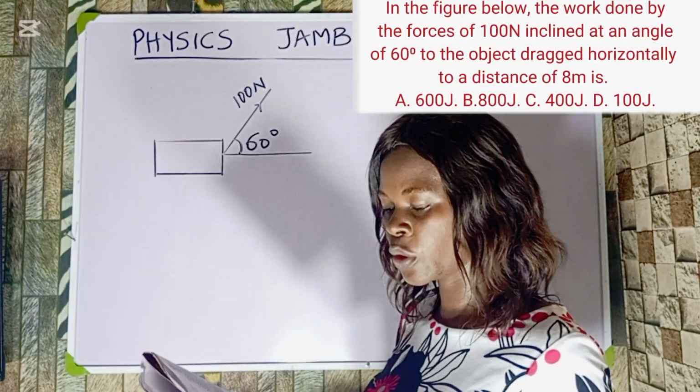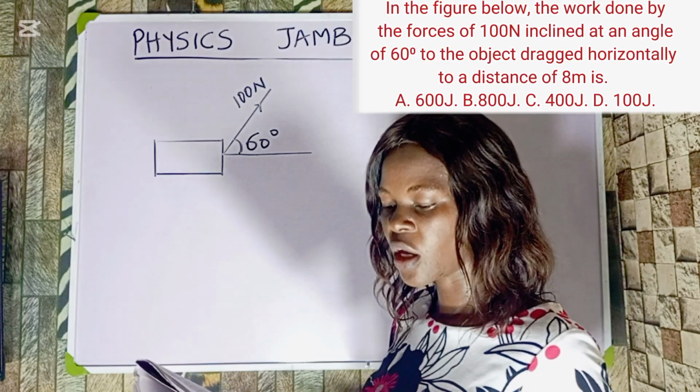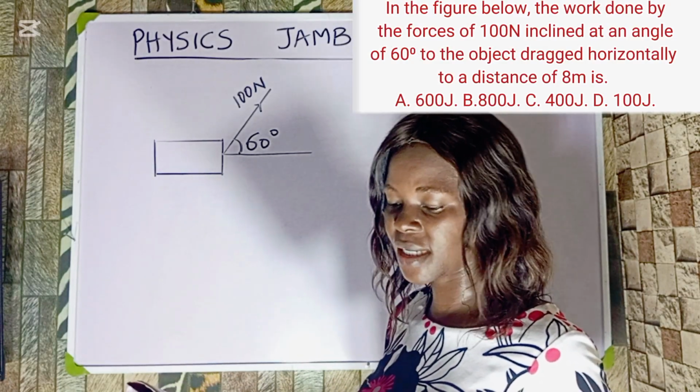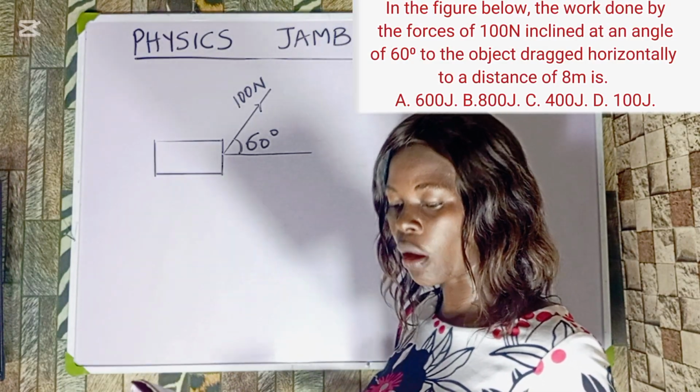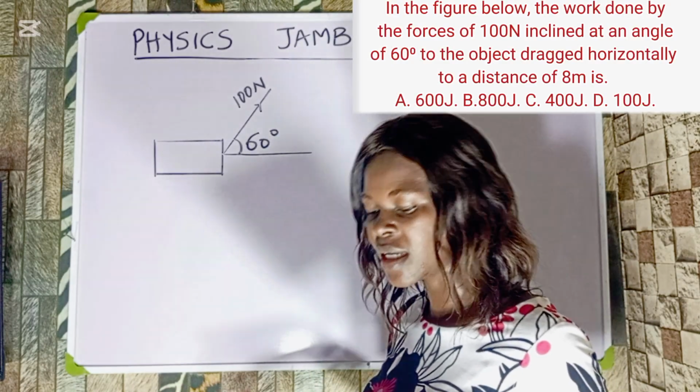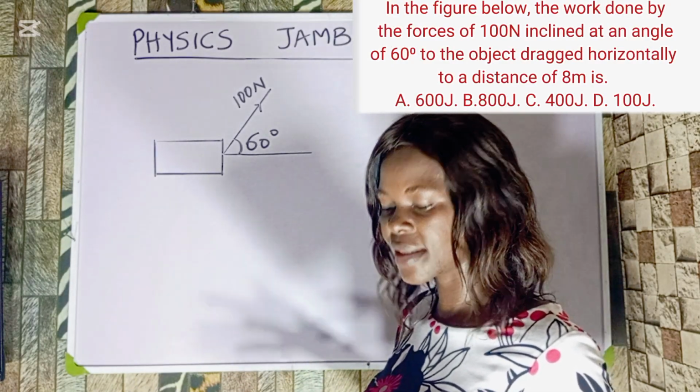In the figure below, the work done by the force of 100 Newton inclined at an angle of 60 degrees to the object dragged horizontally to a distance of 8 meters is what?